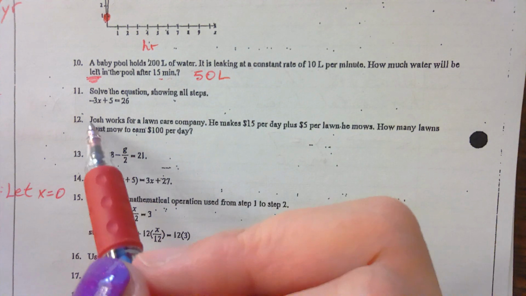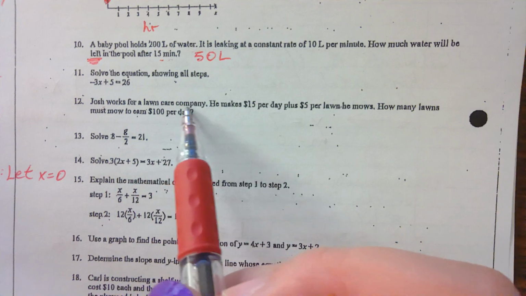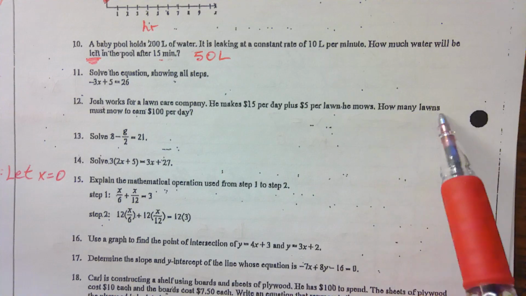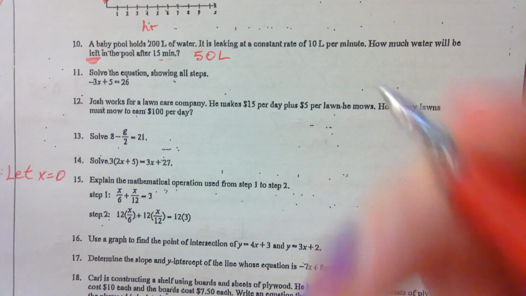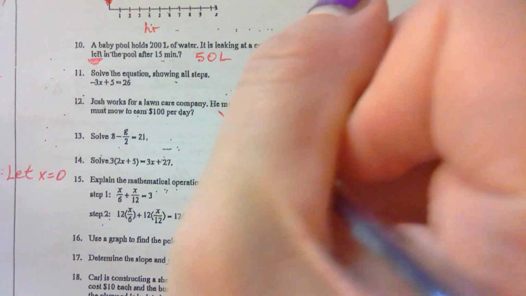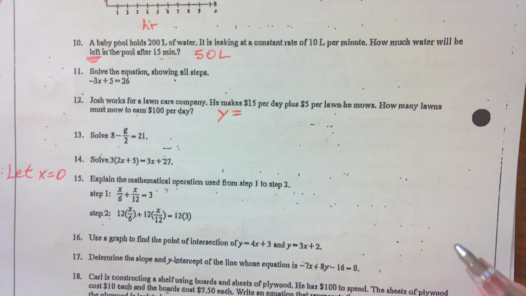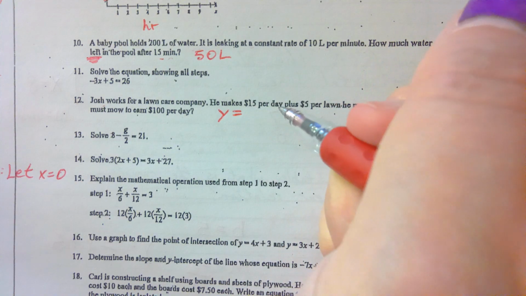Okay. I'm going to skip a few of these questions. Josh works for a lawn care company. He makes $15 per day and $5 for each lawn he mows. How many lawns must he mow to earn $100 per day? Let's write just the y equals mx plus b formula first. How much is he charging per lawn? Margaret, how much is he charging per lawn? 12.